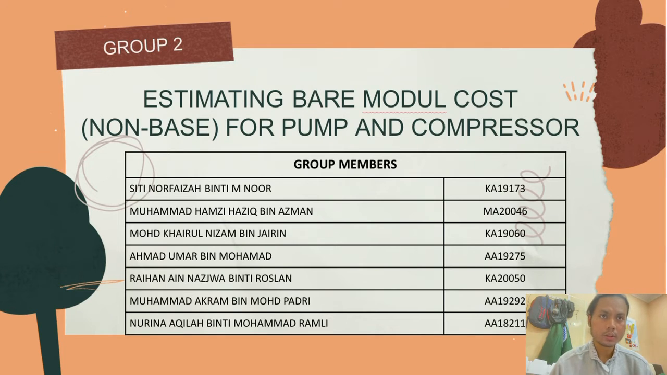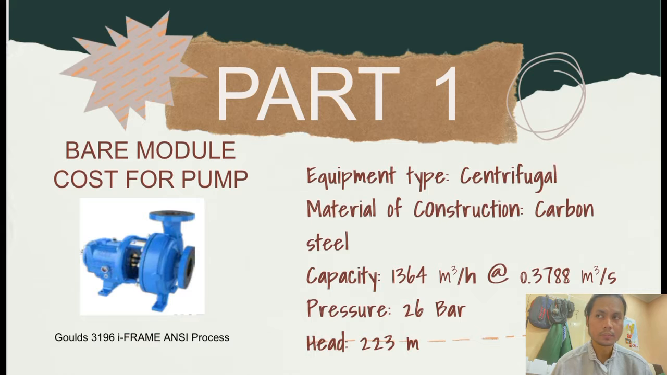Today, I want to discuss estimating bare module cost, non-base, for pump and compressor. Part 1 is bare module cost for pump. The equipment type is centrifugal. The material of construction is carbon steel. The capacity is 1364 meter cubed per hour, or 0.3788 meter cubed per second. The pressure of the pump is 26 bar. The head of the pump is 223 meter.